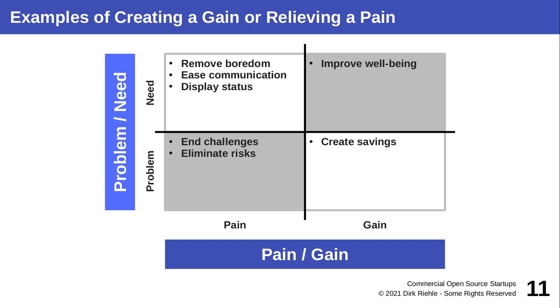Here are some examples or a common model of how people look at the value proposition. Again, it's the pains you relieve or the gains you enable for them, and there could be either problems or needs that you solve. I find it somewhat hard to classify, even though it's recognizably different parts.